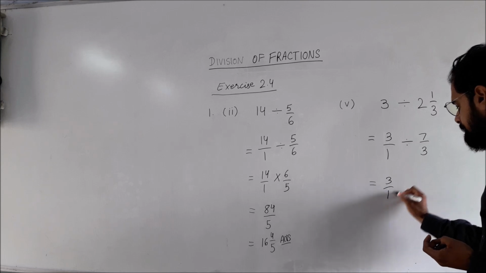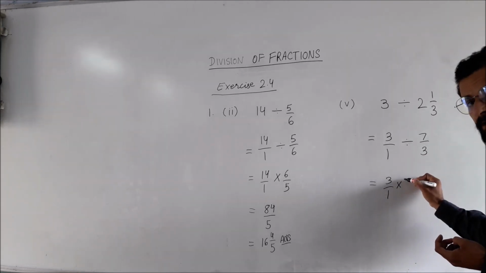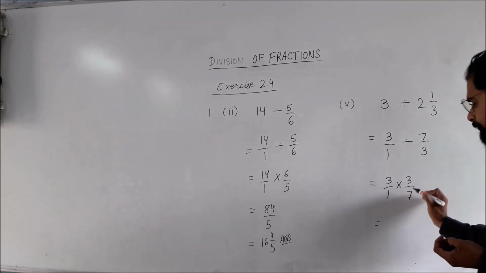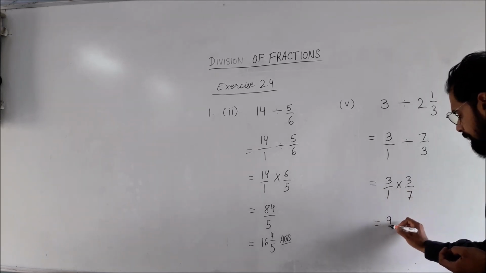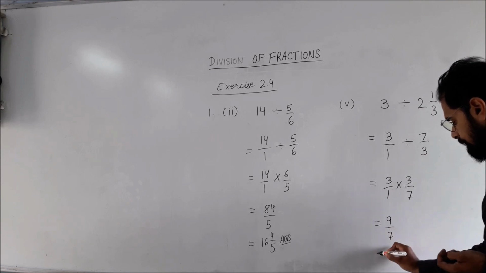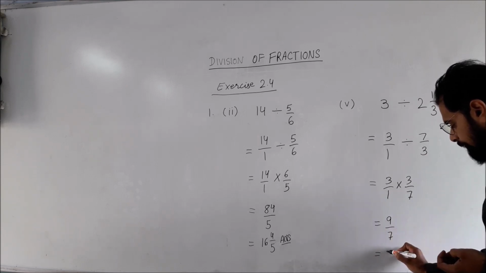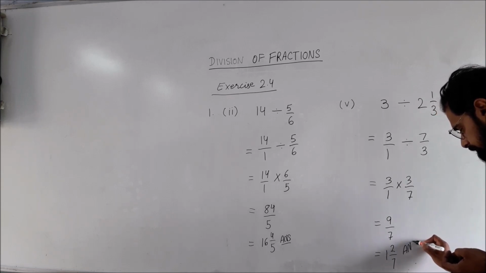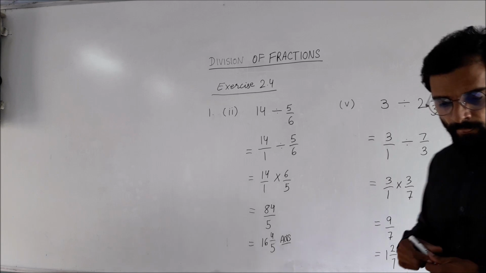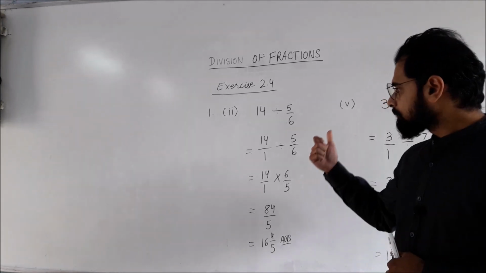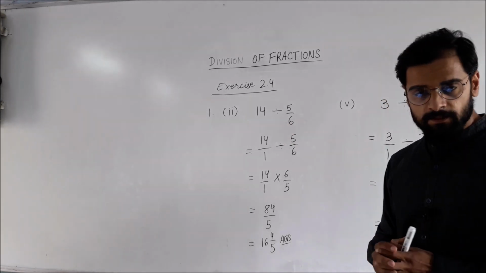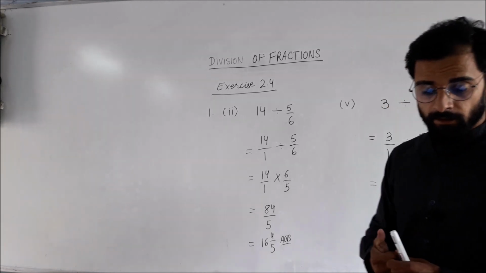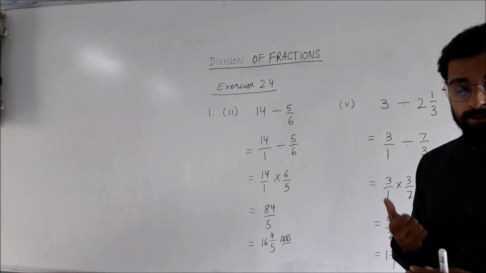Now the division starts. We change the sign of division to multiplication, and 7 over 3 becomes 3 over 7. Numerator into numerator becomes 9. 1 into 7 becomes 7, which is your answer. 9 over 7 is the answer. We can change this to mixed number form as 1 and 2 over 7. So we have done two parts of this first question, in which a whole number is to be divided by a fraction. Now moving on to the second question.